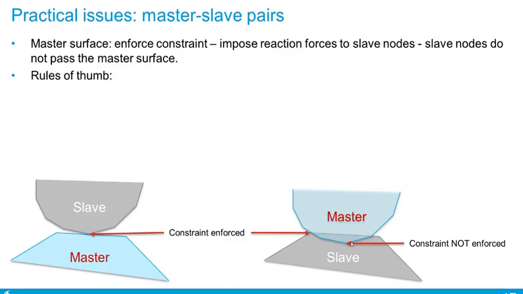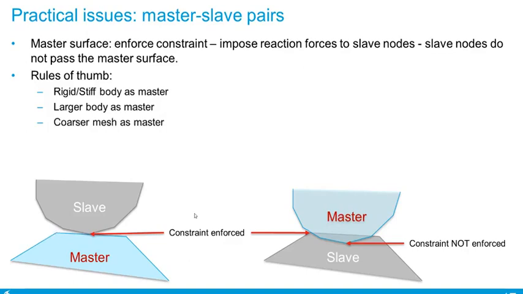So, some rules of thumb in deciding which surface should be the master and which should be the slave. First one is the rigid or stiffer body should act as the master. Then the larger body should be the master, because if you have the smaller body as a master, what would happen is that since the slave nodes are actively searching for contact, the slave nodes could very well miss the master nodes on the edge. And then the coarser mesh should serve as a master to prevent these kind of things from happening.